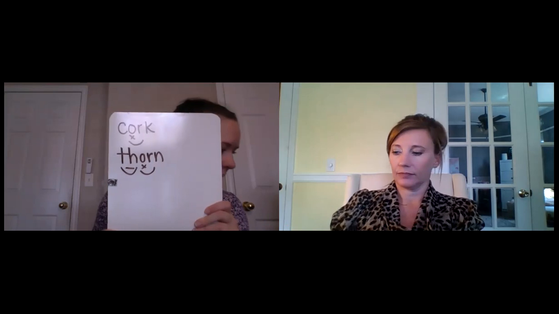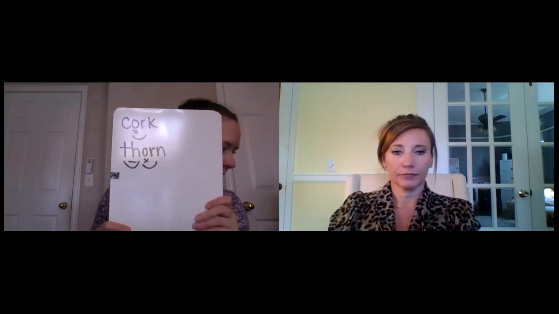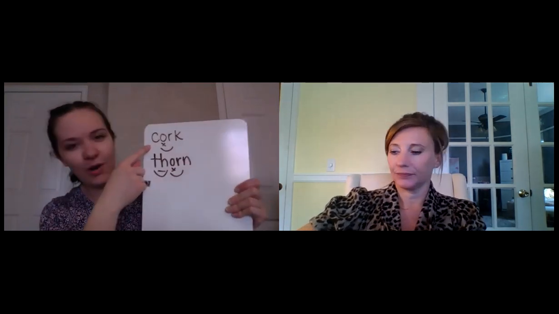All right, and point to the word that rhymes with stork. Which word is it? Cork. Perfect. Go ahead and erase cork as you read it. Cork, and what's left over on our board? I have thorn. Thorn, awesome. Go ahead and erase the word thorn. Great job. All right, let's keep going with our lesson.